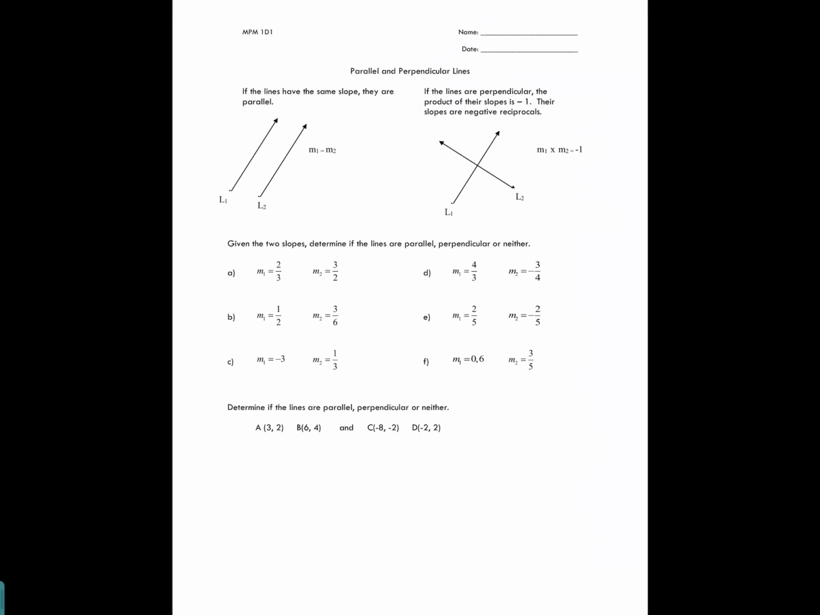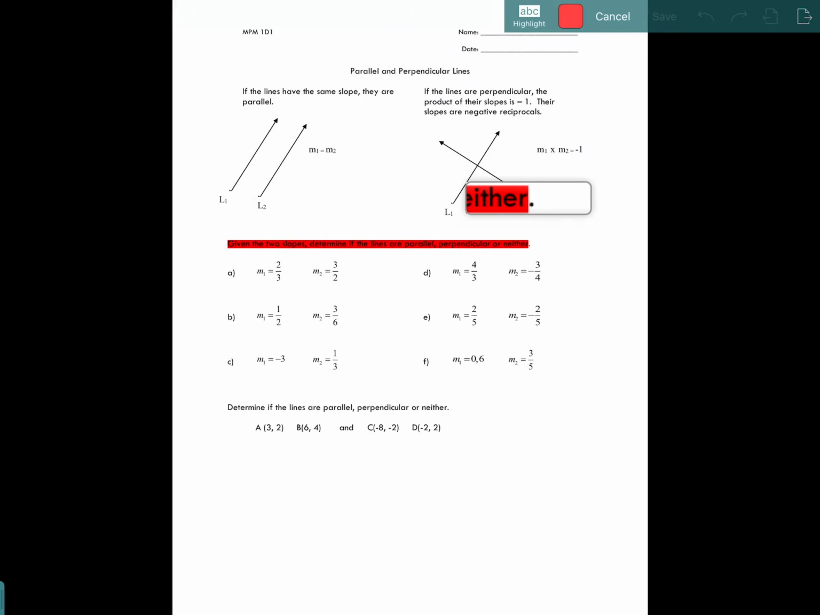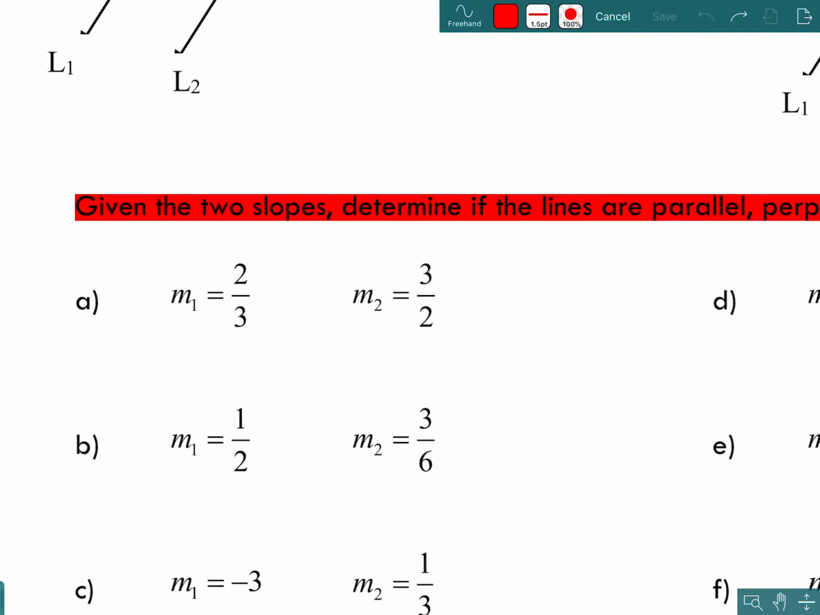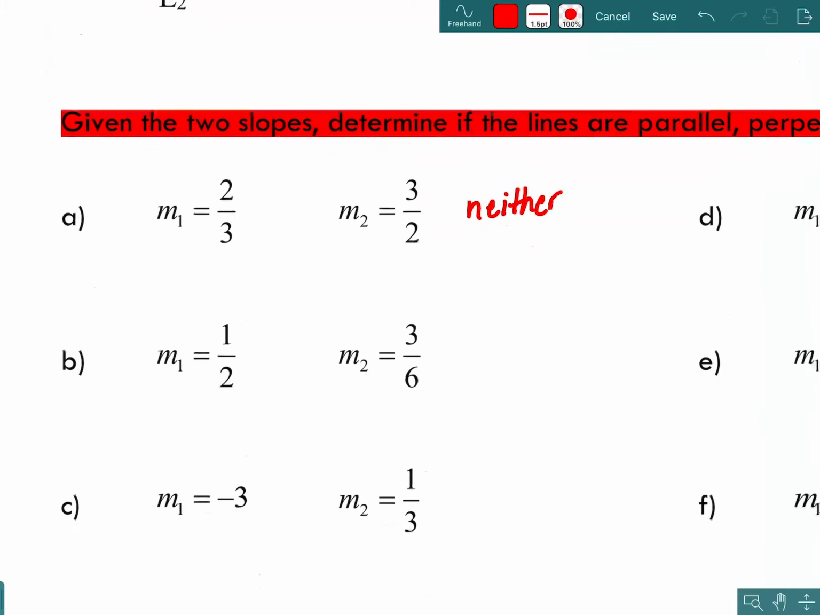All right, so let's have a look down here. In each example, we're given two slopes, and we're asked to determine if the lines are parallel, perpendicular, or neither. So when we have a slope of 2/3 and a slope of 3/2, they're reciprocals, they're flipped, but they have to be negative reciprocals. So one of them would have to be the opposite sign of the other. Since that's not happening, they're neither. They're not the same, 2/3 and 2/3, or 3/2 and 3/2, and they're not negative reciprocals, so they're neither.